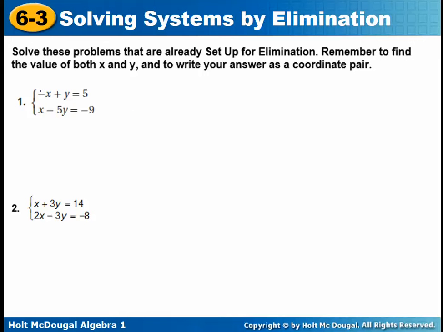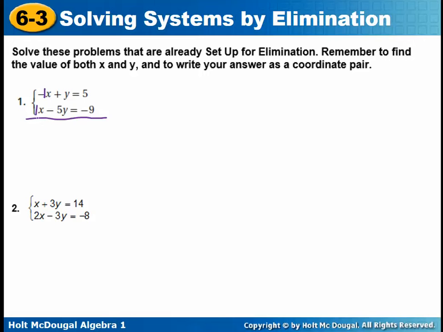Now there's no numbers to see that they are the same, like one's a negative and one's a positive. But we could put this as negative 1x and this is 1x. And then you'll see that negative 1x and 1x, those are opposites. So this is indeed set up, and our first step will be adding these two equations together.